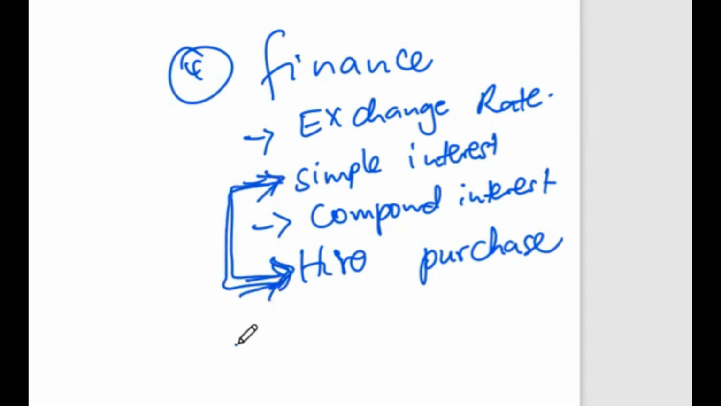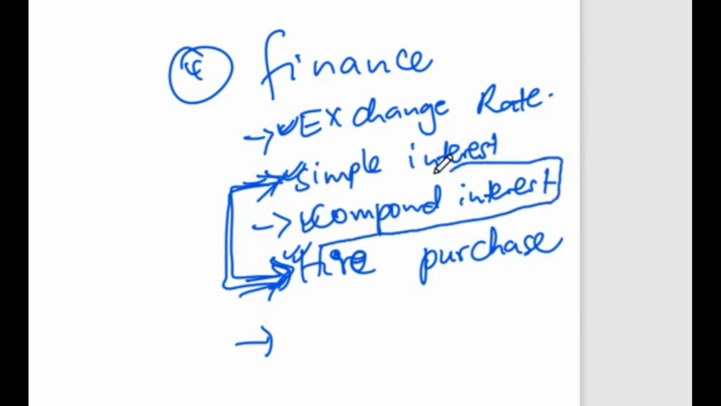Then what else do we need under finance? I think that's all: exchange rates, simple interest, compound interest, and then hire purchase. So that's all we need to know. For things like inflation, what type of interest is there? We know that it's compound interest. Even sometimes we talk about depreciation, but not so much. So finance will account for plus minus 15 marks.